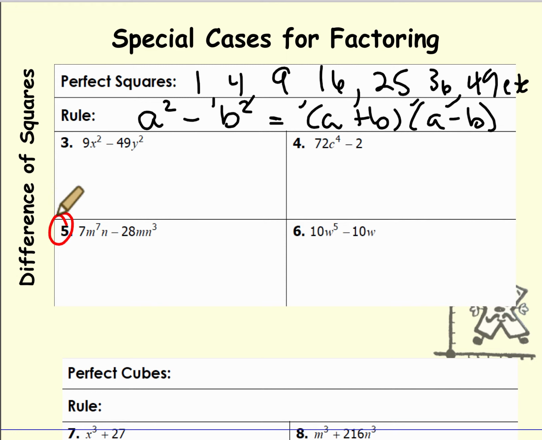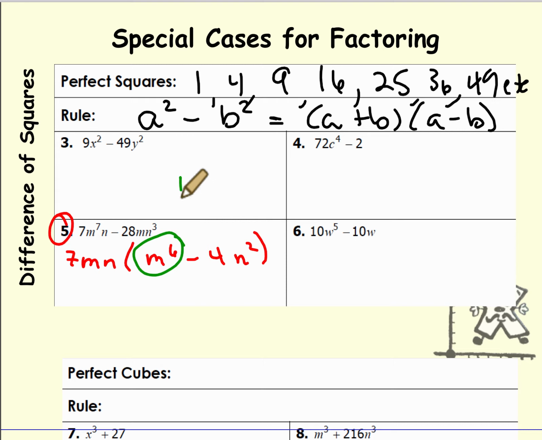Let's look at number 5. So on number 5, I always want to look for a GCF first. So I see that both terms are divisible by 7, both terms are divisible by an m, and both terms are divisible by n. So that gives me m to the 6th minus 4n squared. Now you might look at this and say, okay, well, that doesn't look like a perfect square, because that's not squared.